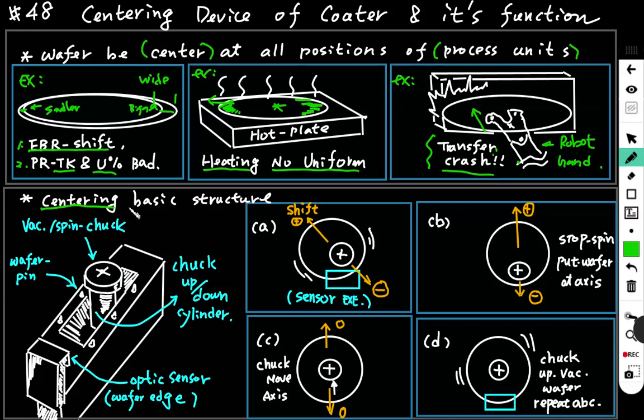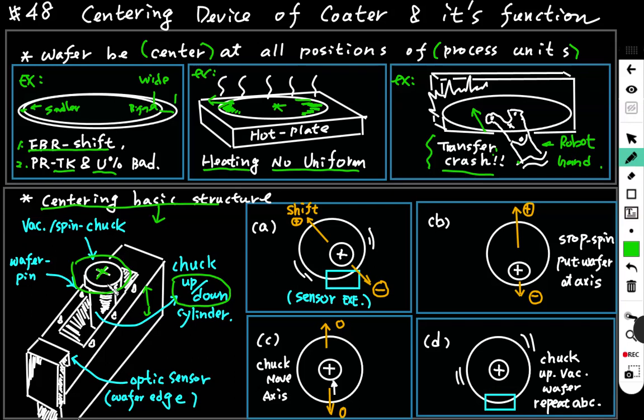The centering basic structure is like this. For example, this is the baking and spin chuck. The chuck, this is the baking line, baking cross and the baking hole, and the chuck can spin slowly. And the chuck can go up and down. So here is the chuck up-down cylinder.